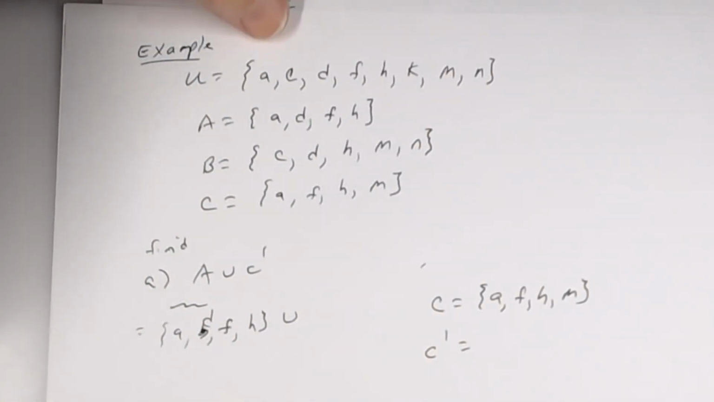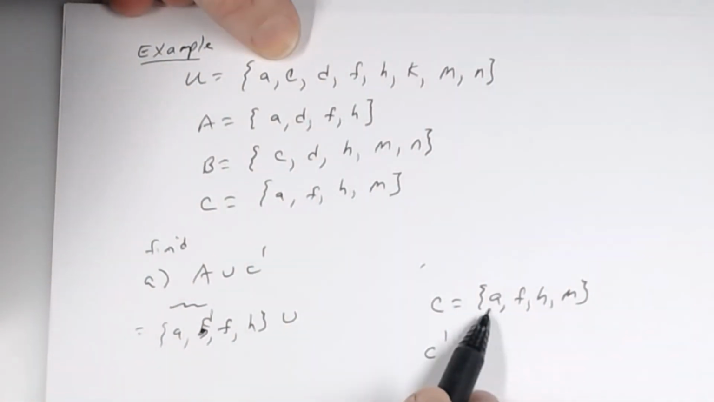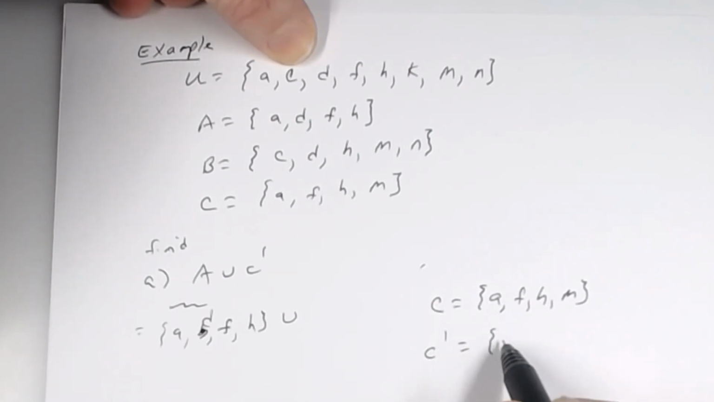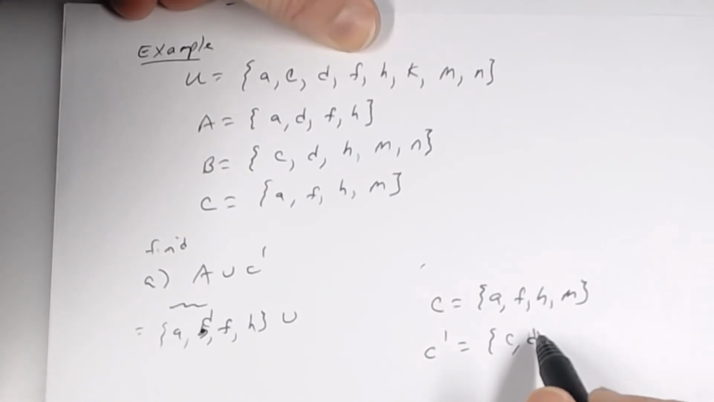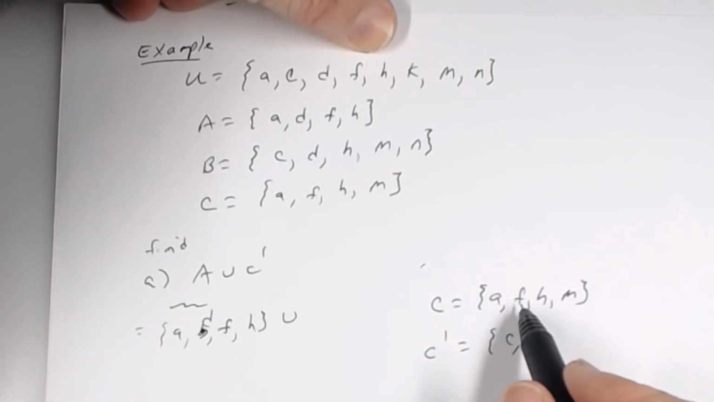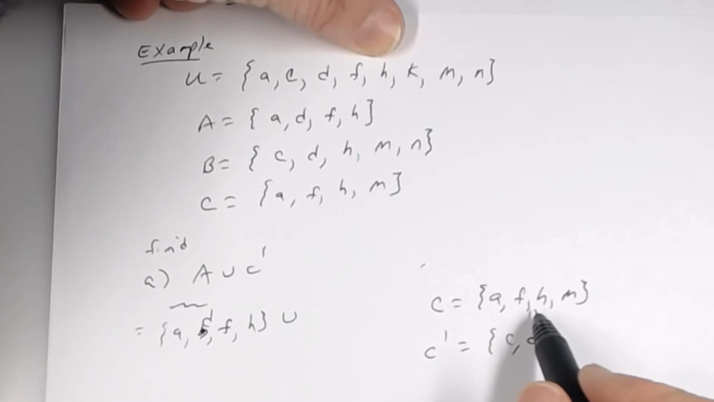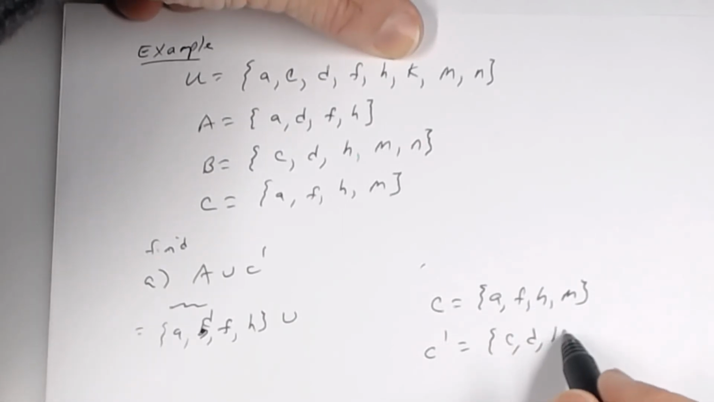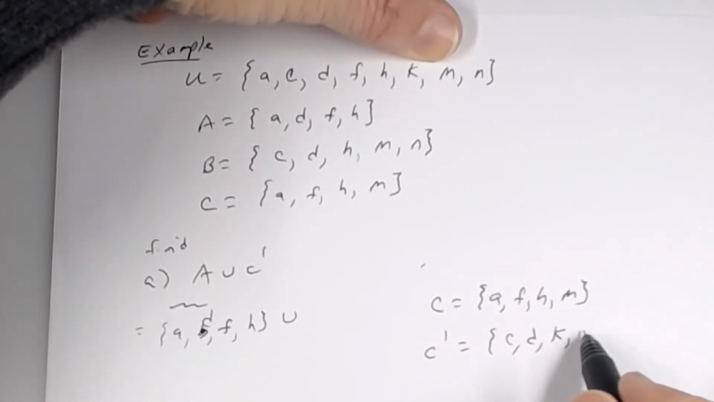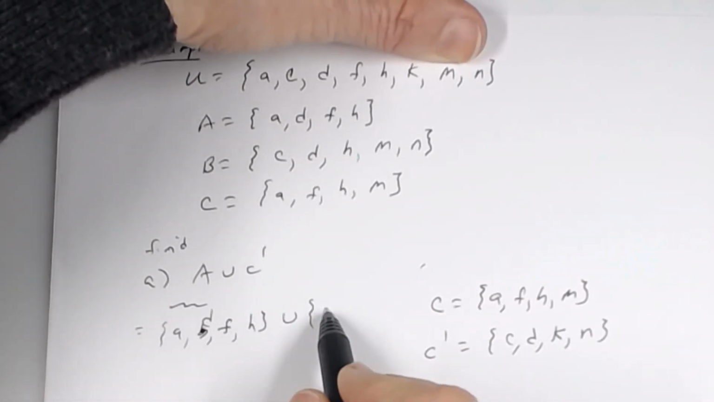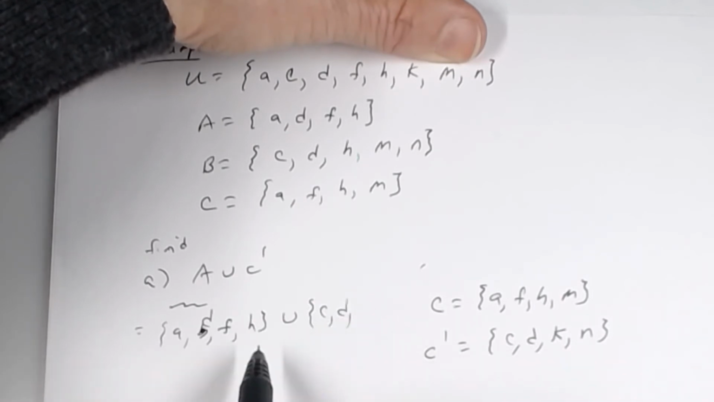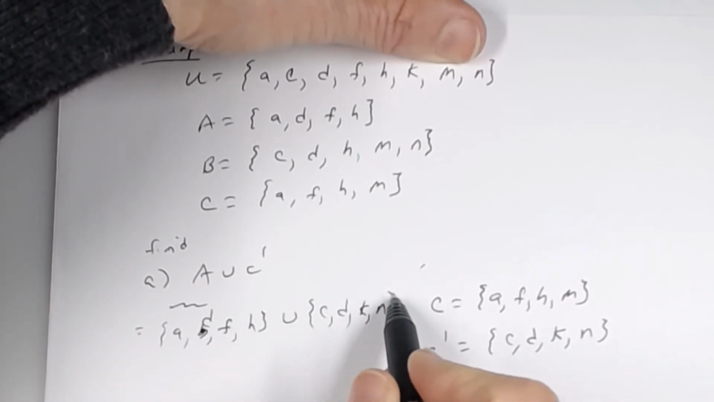So here's my universal set right here. I already have an A, so I can't use it. Can I use C? I'm sorry, can I use the letter C? Yes. Can I use the letter D? Yes. Can I use the letter F? No, because it's in set C. Can I use H? Nope. Can I use K? Yeah. M? What about the element N? Yes. So that goes here. So C, D, K, N.